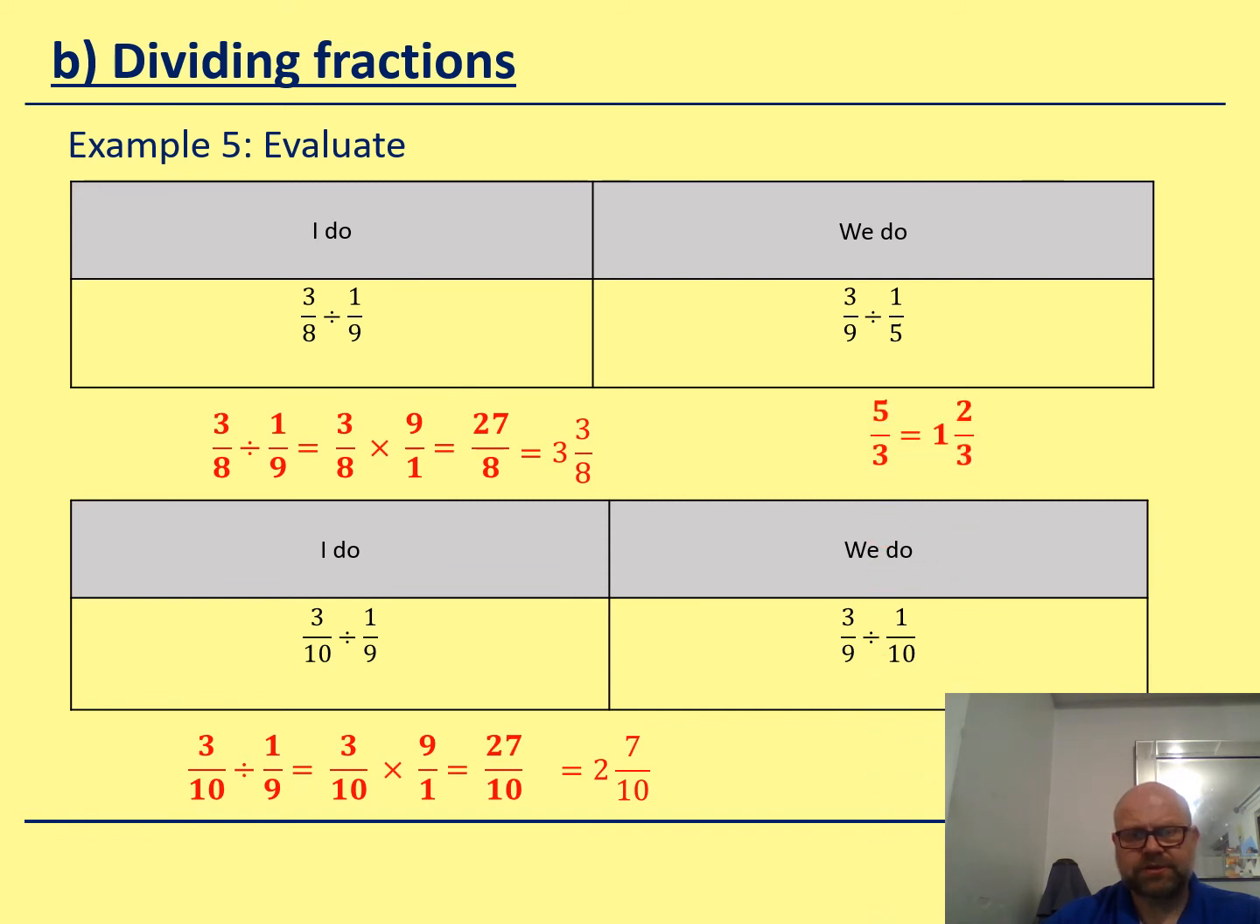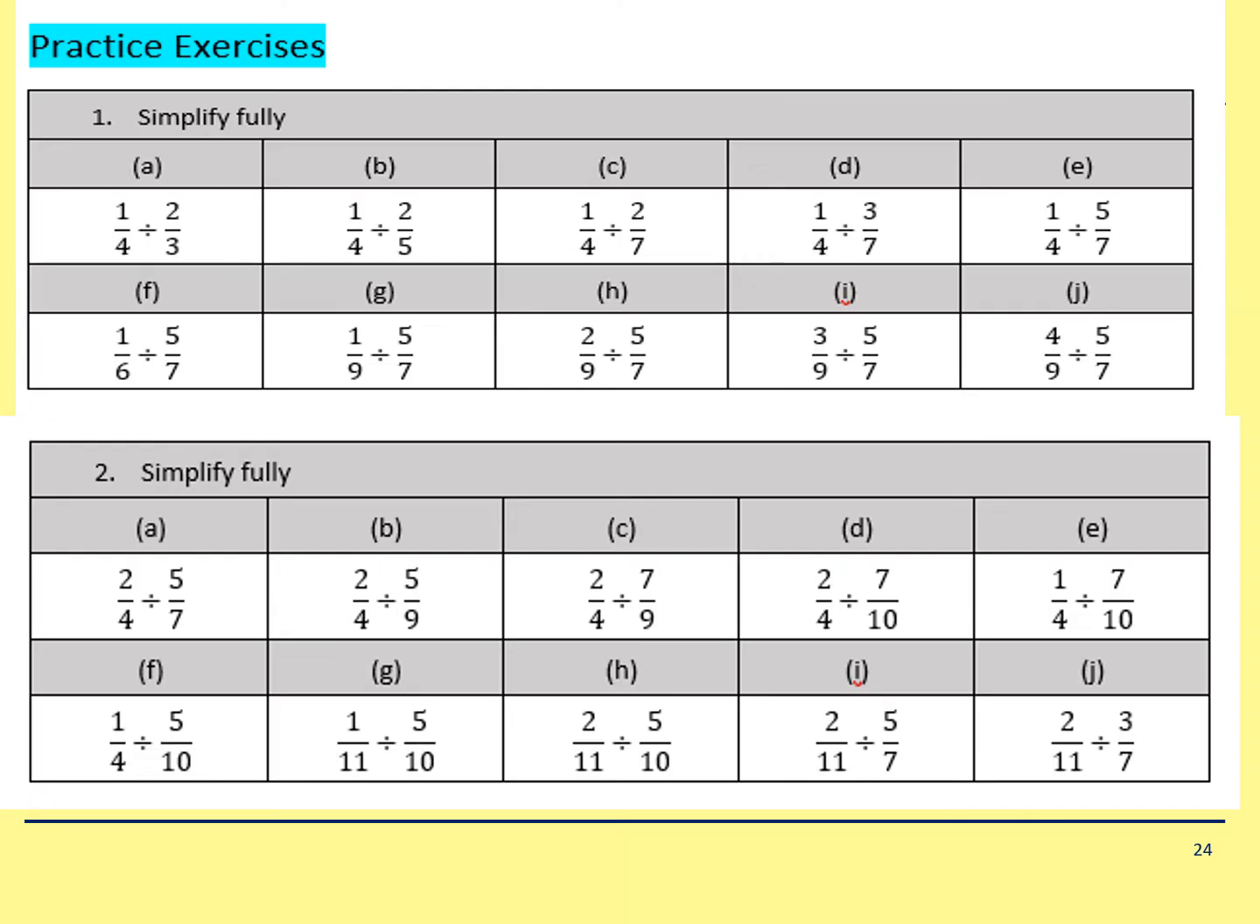Here are the answers: 5/3 or 1 2/3, and 10/3, and that says, so 3 3s are 9, and 1 left over, so that's 3 1/3. Okay, give yourself 10 minutes to do these questions.